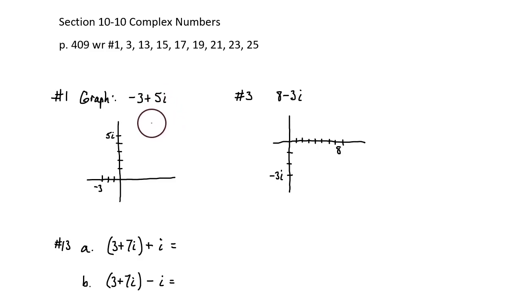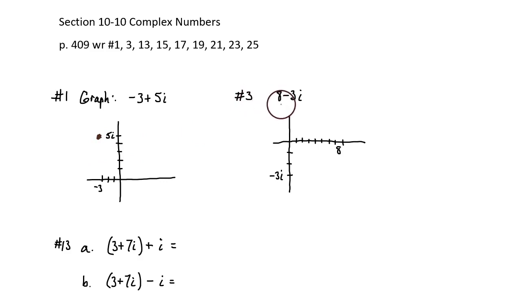Complex numbers are graphed on a coordinate system. The axis going across horizontally is the real number axis. The axis running up and down is the imaginary axis. To graph, you locate the real number part along the real axis, so you go to -3, and then you locate the imaginary part along the imaginary axis. Go straight up to a height of 5i and put a dot there. So this dot is the complex number -3 plus 5i.